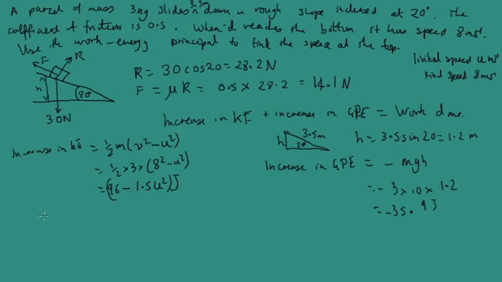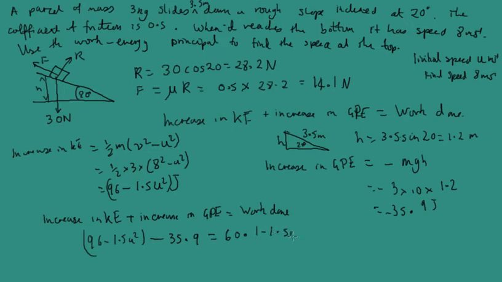Therefore, the increase in kinetic energy plus the increase in gravitational potential energy is the work done. So we've got our 96 minus 1.5 u squared minus the 35.9, which we can work out to be 60.1 minus 1.5 u squared joules.